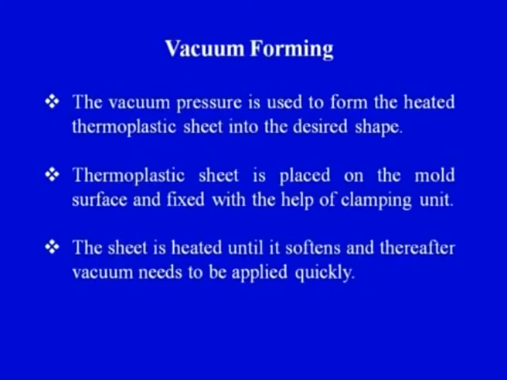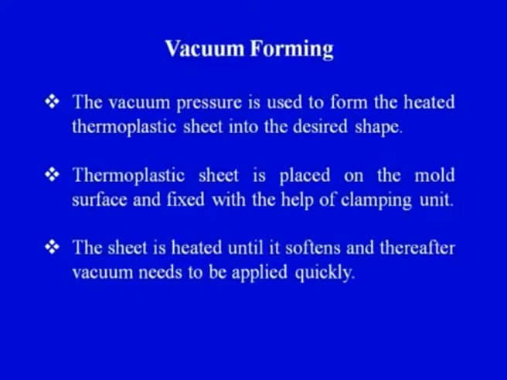Now let us first see the first process variant, the vacuum forming process. The vacuum pressure is used to form the heated thermoplastic sheet into the desired shape. The desired shape would conform to the shape of the mold, but here the deformation would be achieved by the vacuum pressure.